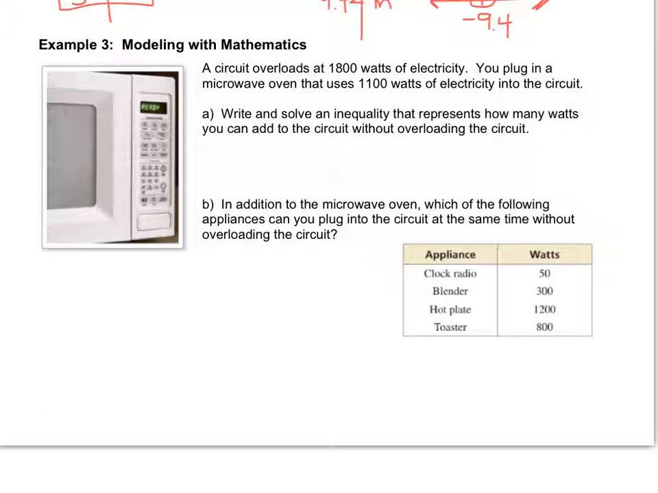So I already have this 1100 watt microwave plugged in, and I can add some mystery value up until the point when it hits 1800. Now it says it overloads at 1800, so I'm not allowed to be 1800 because that is the moment when it overloads, so I need to be less than 1800. Now it says to solve it, so you just simply subtract 1100. So x is less than 700 watts.